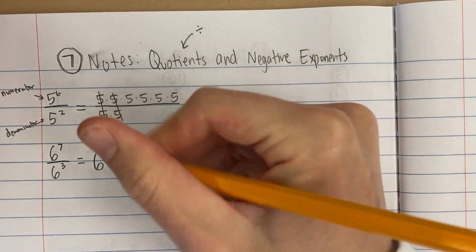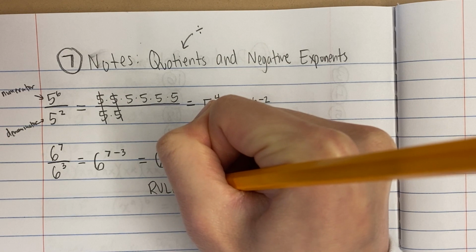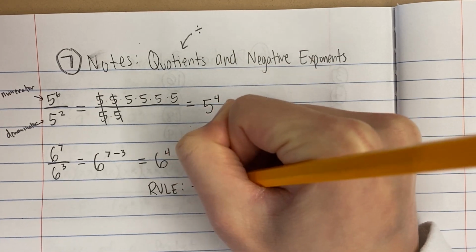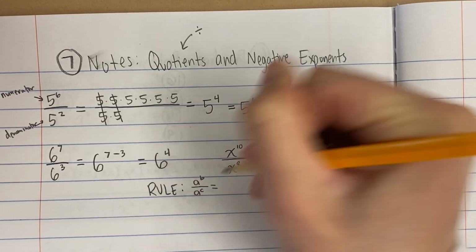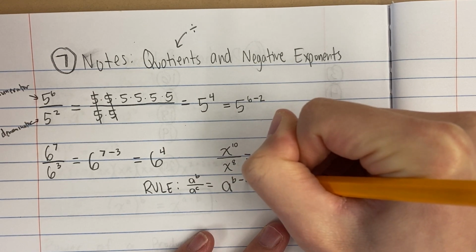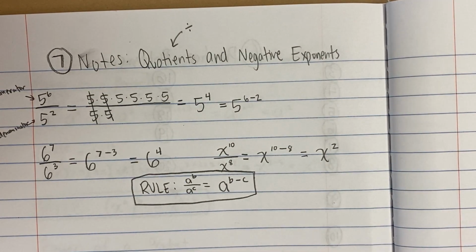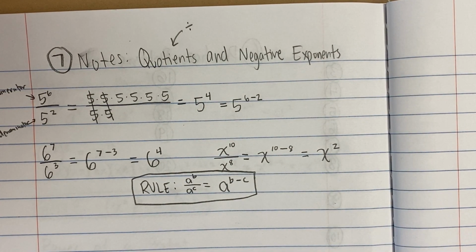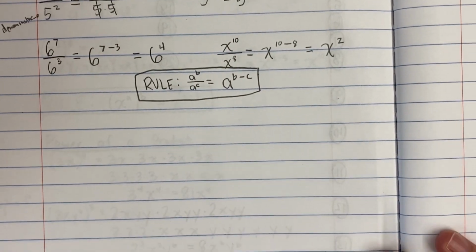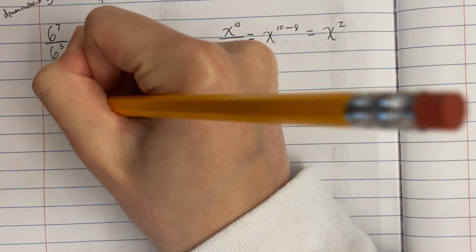So what we notice is this general rule: if I have something to the b power over something to the c power, how do I simplify it? The new exponent is going to be b minus c, the exponent on the numerator minus the exponent on the denominator. That's how you work with a quotient when you have exponents. Now, that leads us into something interesting that happens next.